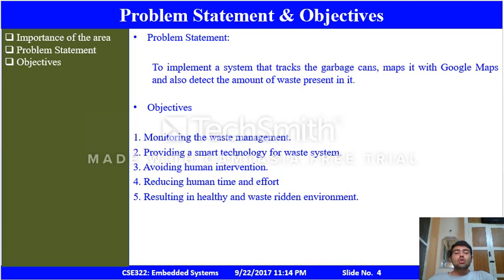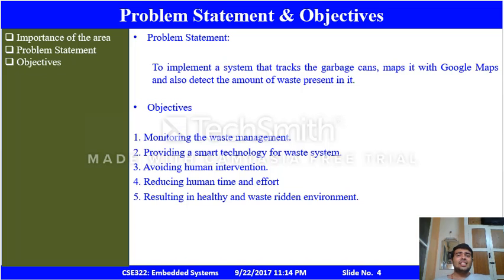Fourthly, we're going to reduce human time and effort. A lot of human time and effort goes into planning routes, talking about where the waste is or how the garbage truck should be, and coordinating and planning either via calls or messages. We don't think that's an efficient way. We're going to reduce human intervention in that respect. Right?